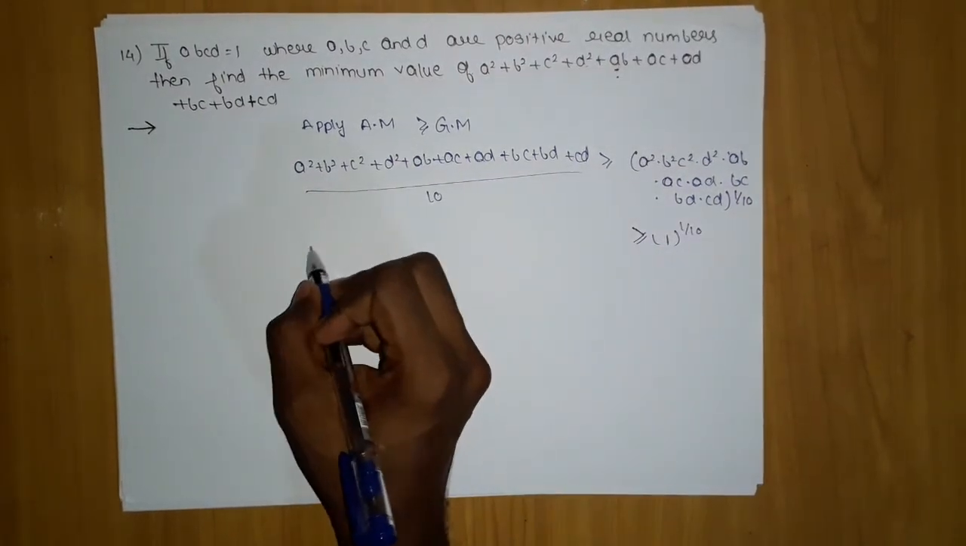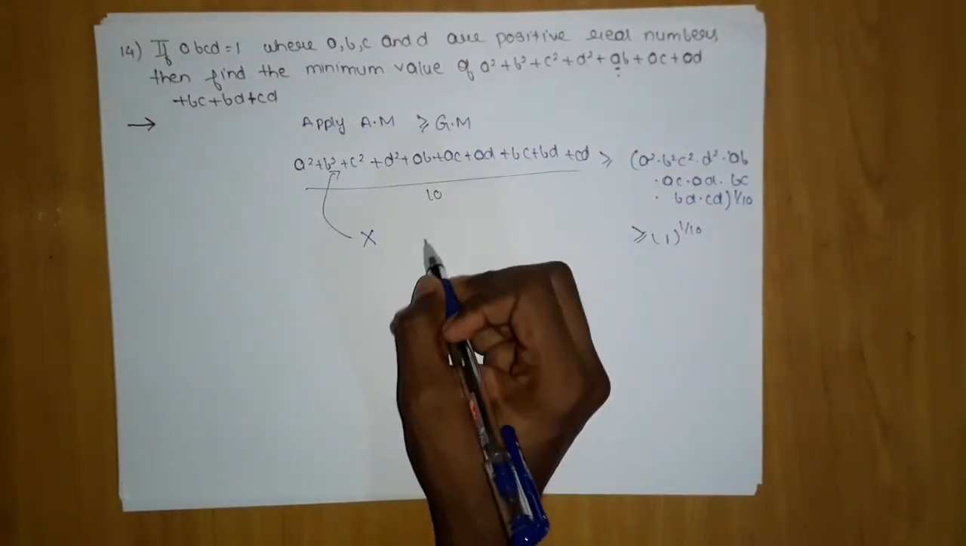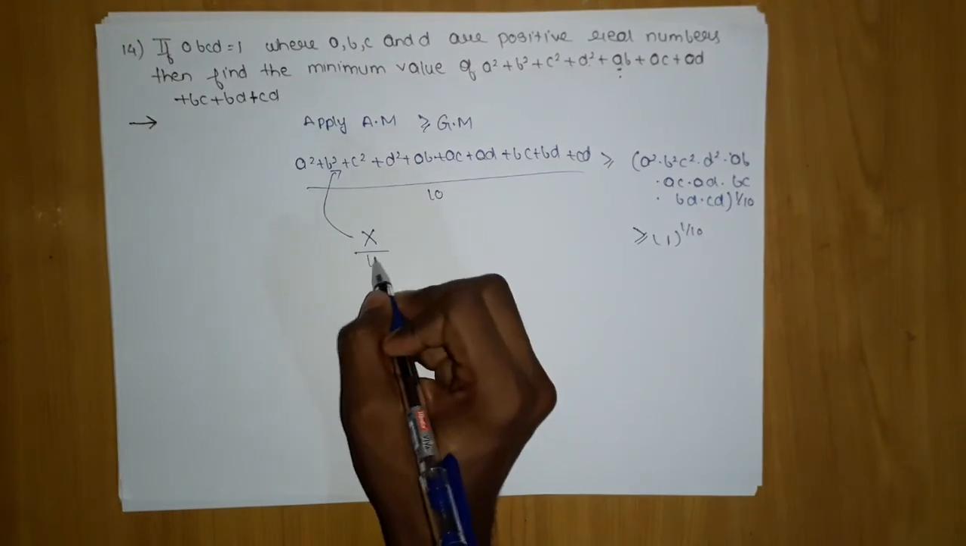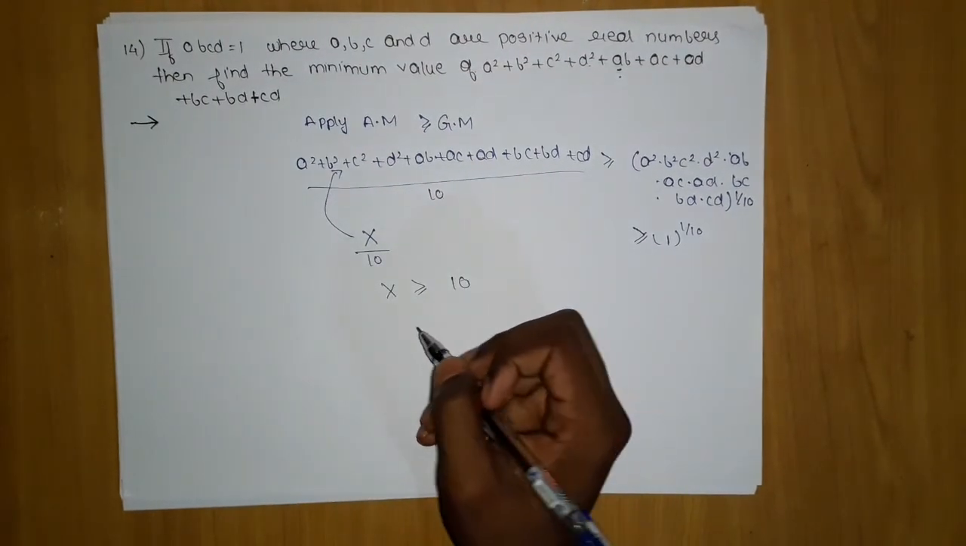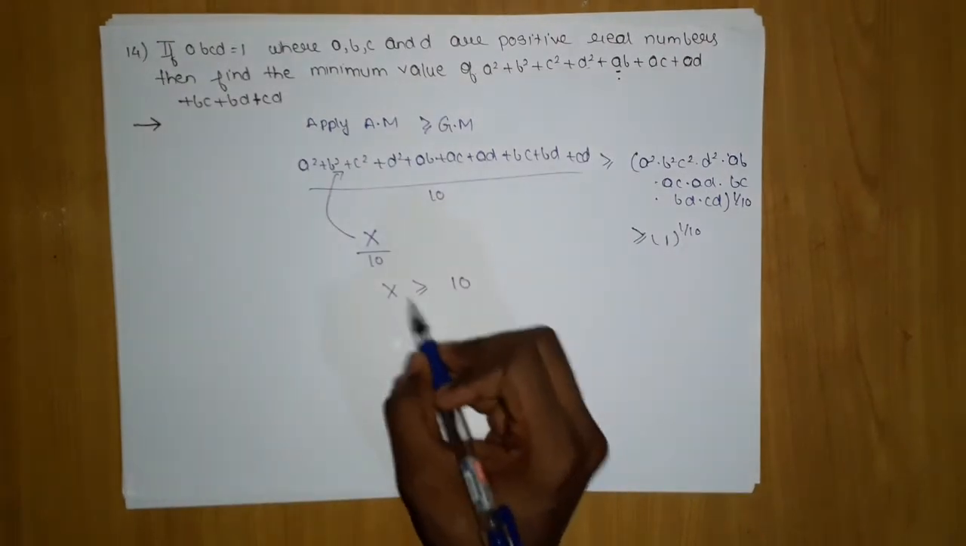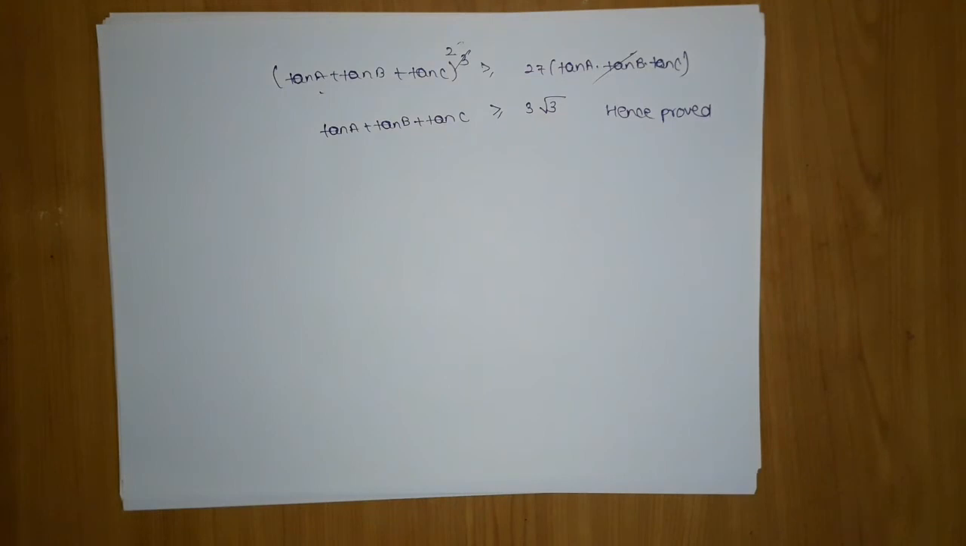So here we get this value, which is some x value. We will call it x. Then x divided by 10, so x will be nothing but 10. So we got the minimum value. The maximum value can be infinite, but the minimum value will be 10. Now let's move on to the next problem. If you are able to predict which term you should take, then your job is done. Now the 15th question, which is this question.